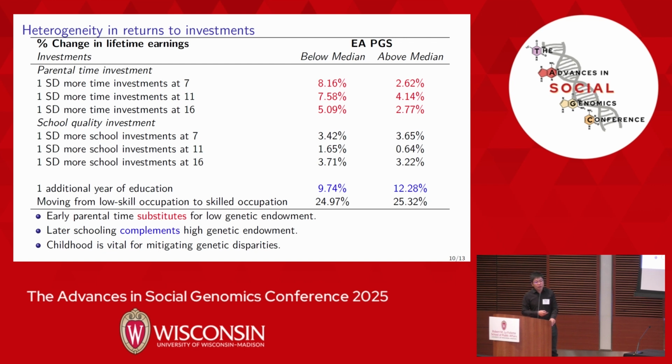But if we look at the later educational attainment, shown in blue here, then we see this pattern reversed. Educational attainment actually complements higher genetic endowments. So the ones with the advantage in genetic endowments actually also get higher marginal returns. So there is a very interesting policy implication, because if you really want to mitigate the initial genetic differences, we identify the most vital period as the childhood period, because that is the period where you have this substitution rather than complementarity.